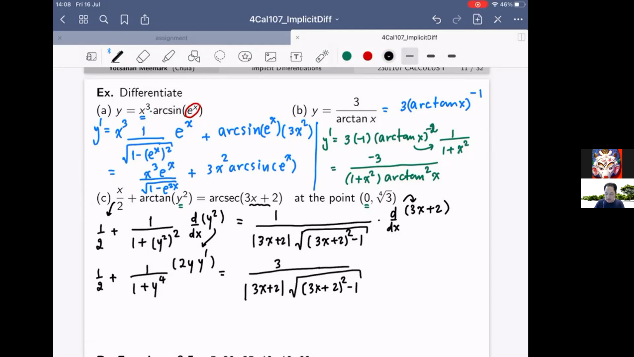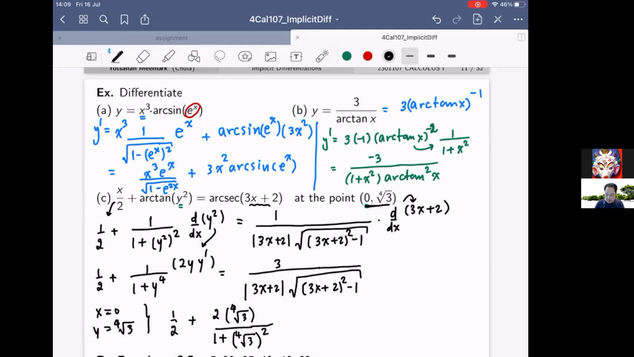As we told you, you don't really need to do any simplification because we are going to find the y prime at this particular point. So you are going to plug in your x as 0, your y as fourth root of 3. Okay, so it becomes 1/2, and then this one is like 2 times the fourth root of 3, and then over 1 plus fourth root of 3 square.